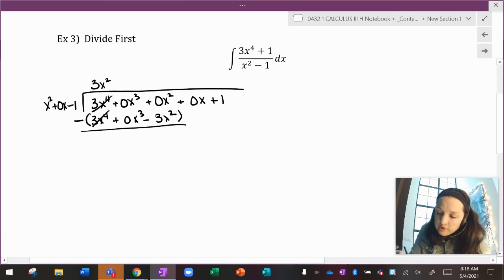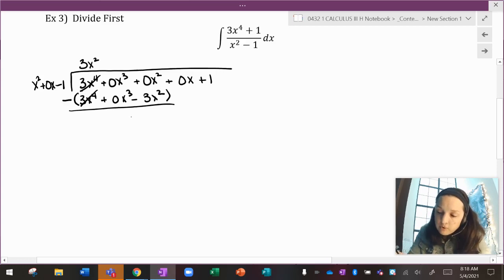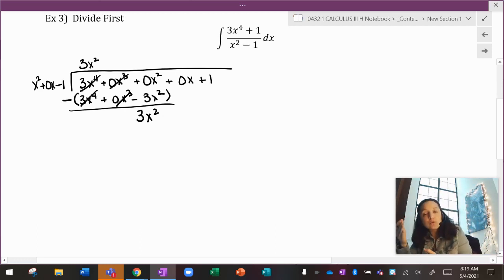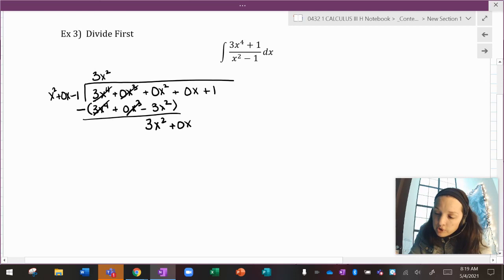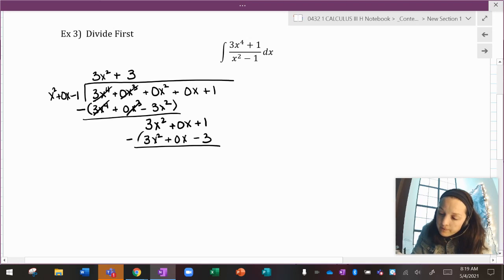3x to the fourth minus 3x to the fourth equals 0. 0x cubed minus 0x cubed equals 0. 0x squared minus negative 3x squared is positive 3x squared. And then because I eliminated the first two values, I can bring down two values. And then x squared times 3 is going to give me 3x squared plus 0x minus 3. Subtract. 3x squared minus 3x squared is 0. 0x minus 0x, 0. 1 minus negative 3 is 4. So this is 3x squared plus 3 with a remainder of 4.